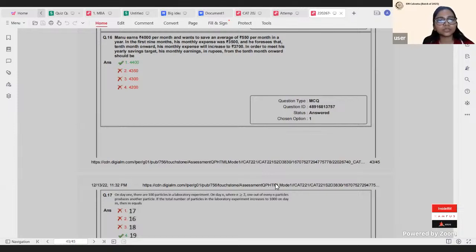In the first 9 months, his monthly expense was 3,500. For the 10th, 11th, and 12th, his monthly expense will increase to 3,700, right? In order to meet his yearly savings target, his monthly earnings in rupees should be. So we know the yearly savings target is about 12 into 550, that is about 6,600. So we know the total expense to be 3,500 for the first 9 months, and 3,700 for the rest 3 months, since we've considered a 1 year period. So this will be his total expense. We know the total savings.